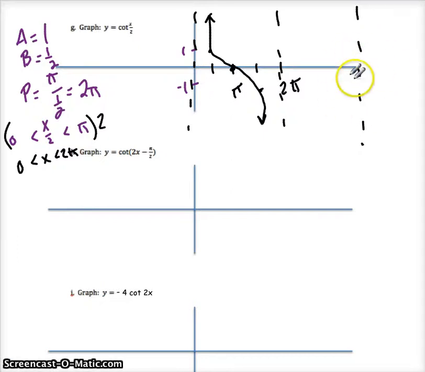If I ask you to draw a second period, where would the third asymptote lie? At how many radians? Hopefully you said 3 pi. Whoops, hopefully you did not say 3 pi. Sorry about that. Let's think about that again.